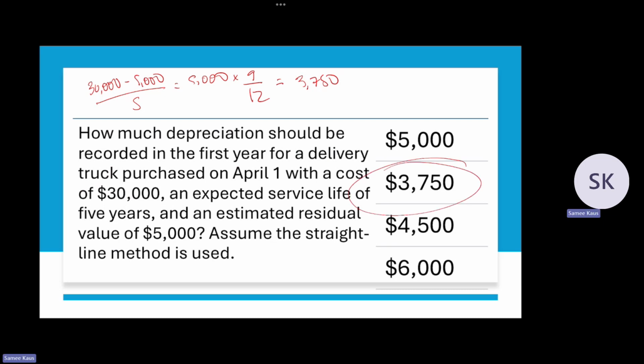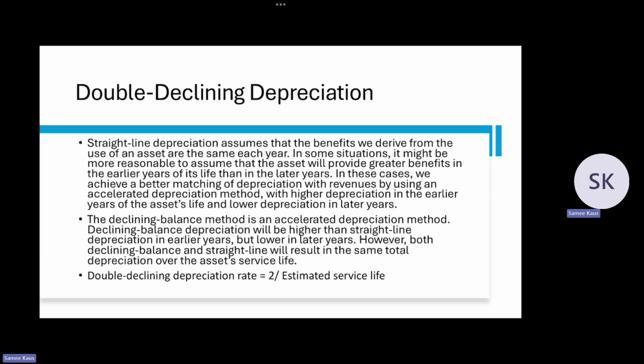So the next method that we're going to go through is called double declining. I say double declining because that's typically what is going to be used. You might also hear it referred to as a declining balance because you can have a different factor, or a different rate, in which you accelerate the depreciation.